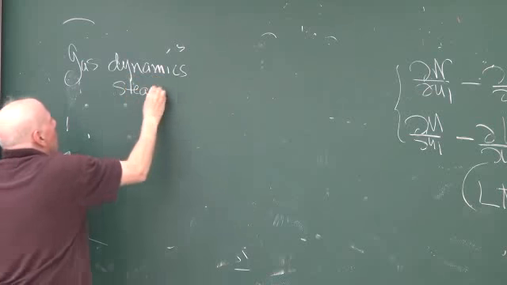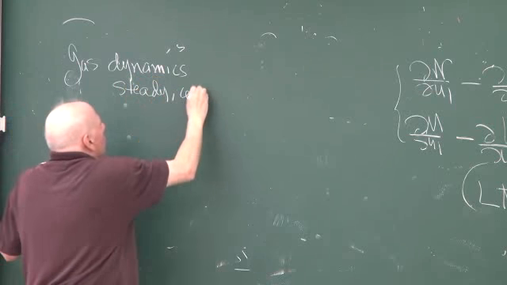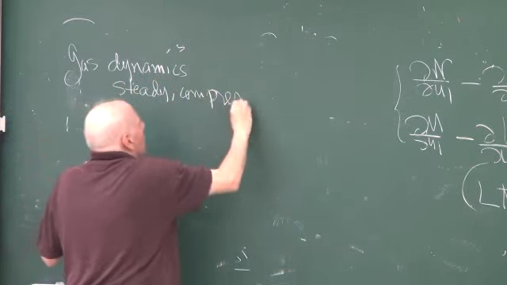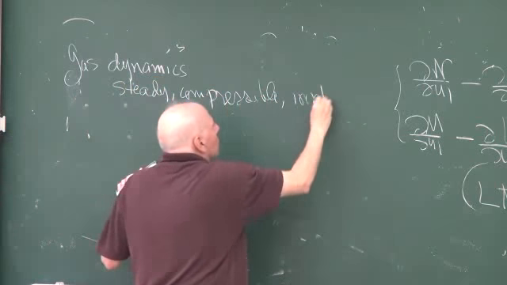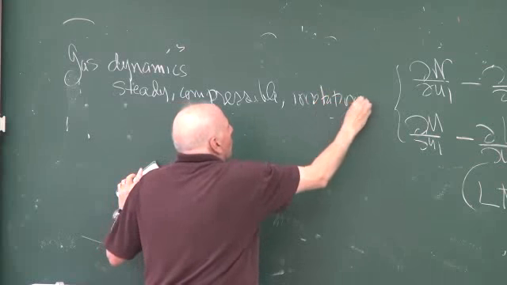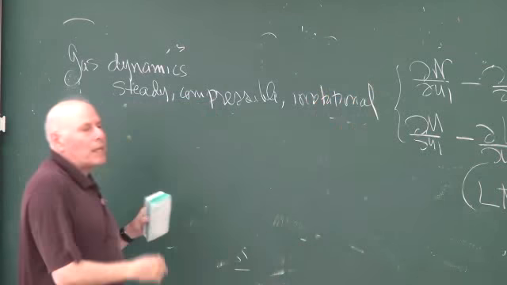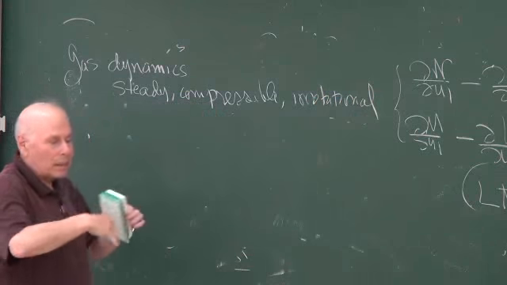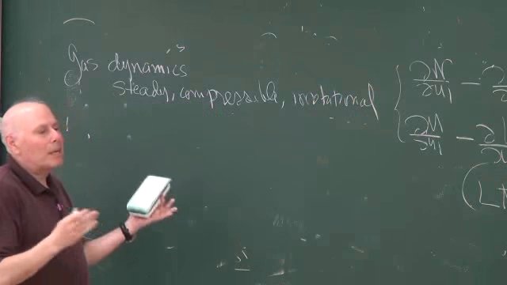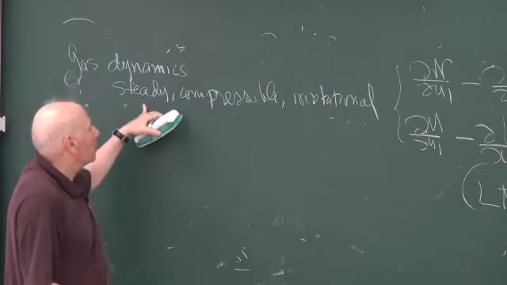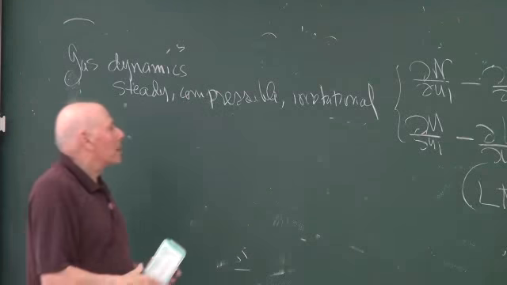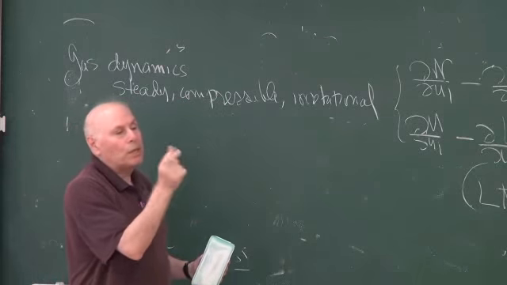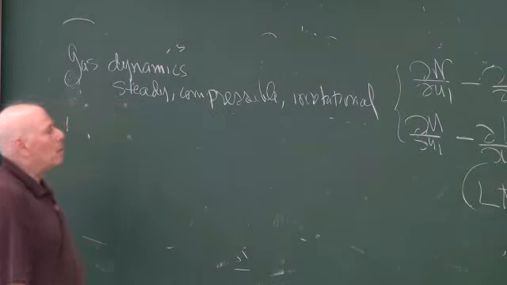steady, compressible, irrotational. Okay, so if the gas is moving, but not accelerating, the gas can be moving but not accelerating, that means steady. Compressible means I can squeeze it. Irrotational means there are no vortices being set up, no spinning.